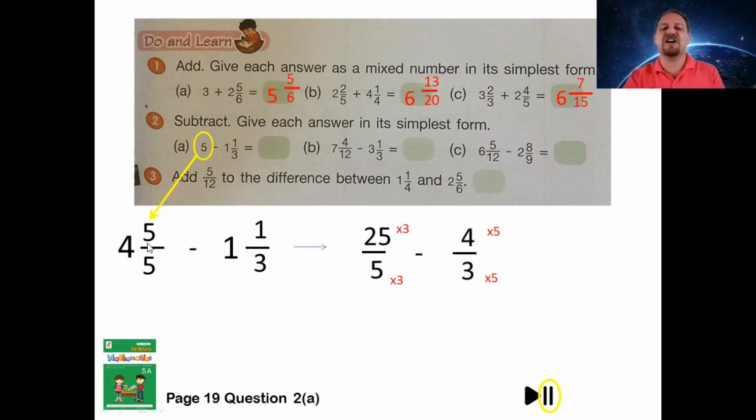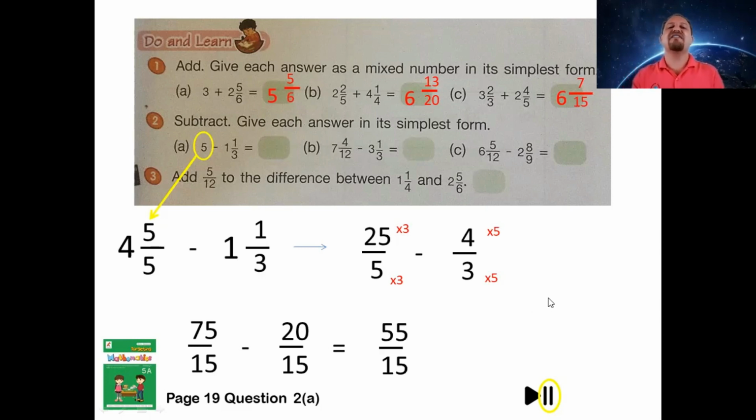So 4 times 5 plus 5 gives us 25 over 5. 1 times 3 plus 1 gives us 4 over 3. Our common multiple is going to be 15 again, isn't it? Okay, let's have a look at the bottom. 25 times 3 is 75. 5 times 3 is 15. Minus 4 times 5, which is 20 over 15. Okay, 75 minus 20 gives us 55 over 15.